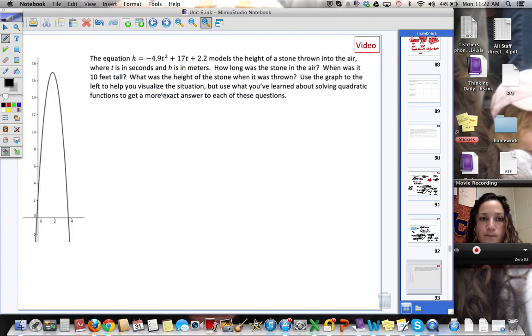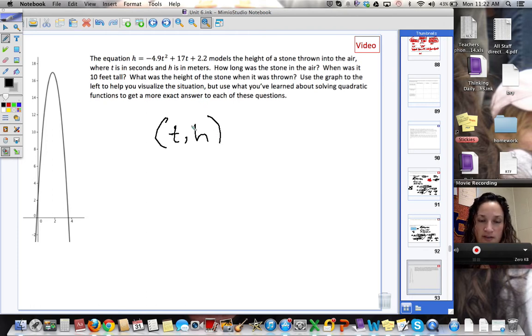Alright, so the equation h equals negative 4.9 t squared plus 7t plus 2.2 models the height of a stone thrown in the air. This 4.9 has to do with like gravity and stuff. You're going to see that number a lot when we're talking about throwing things. Where t is in seconds and h is in meters. So I'm going to have t is in seconds, h is in meters.